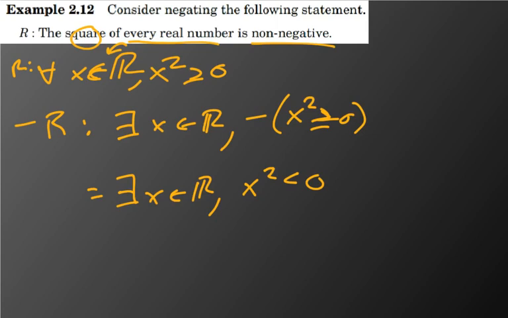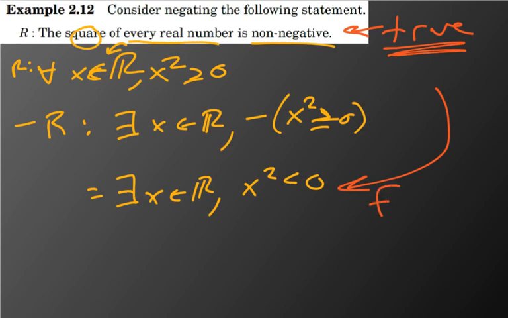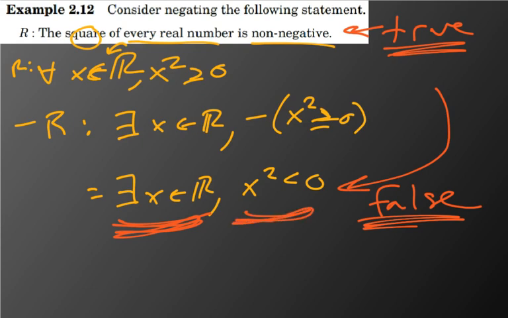And this statement is true, right? The square of every real number is non-negative. And you can see that this is the negation, and this is false. We know that it is not true that you can find some real number and then square it and have it be a negative.